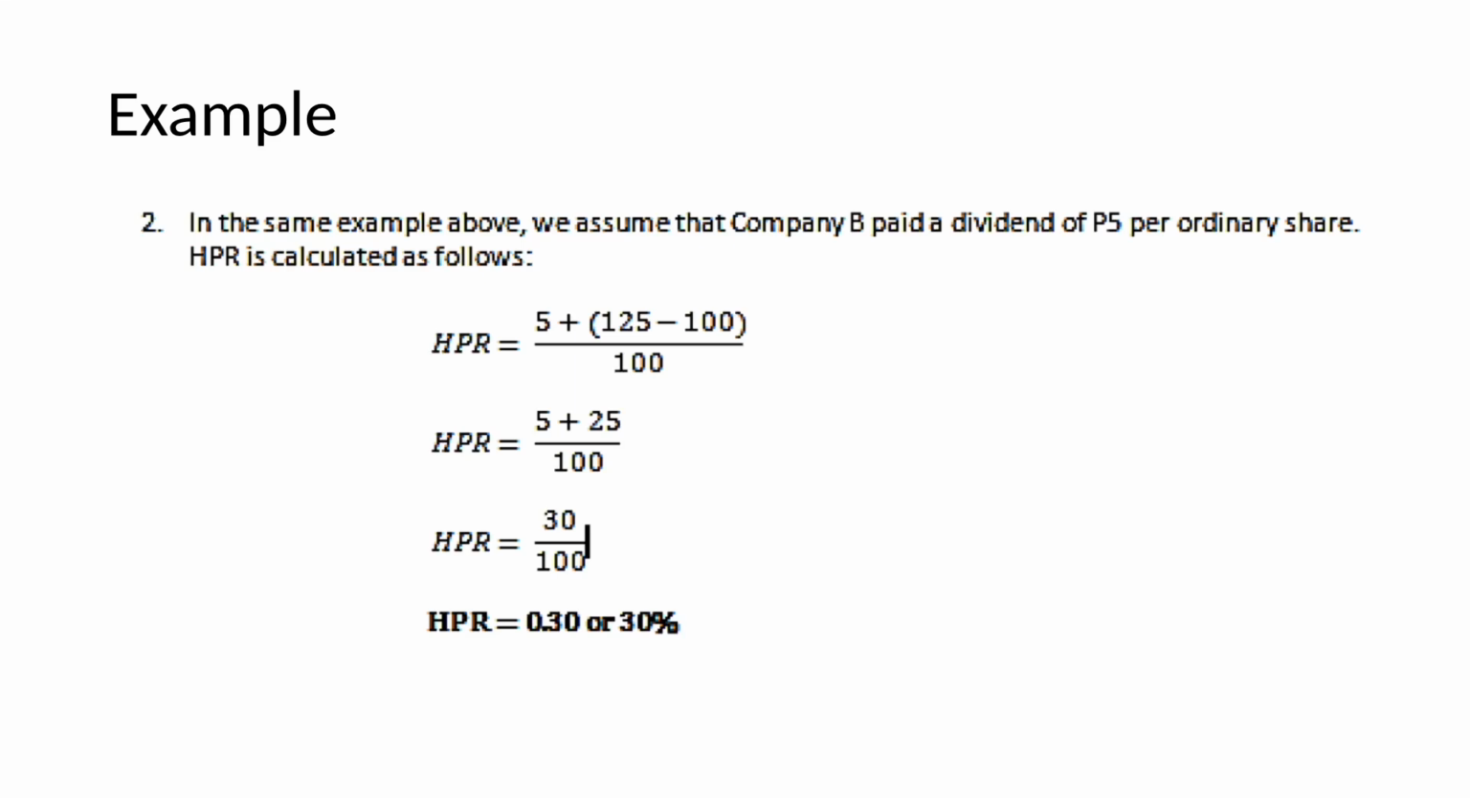For example number 2, we use the same data given in the previous slide, except that this time, we're going to assume the payment of a dividend of 5 pesos per ordinary share. Using the same formula, we have 5 pesos plus the difference between the ending value and beginning value divided by the beginning value or initial value. So, that will be 5 plus 25 divided by 100. And we get an answer of 0.30 or 30%.